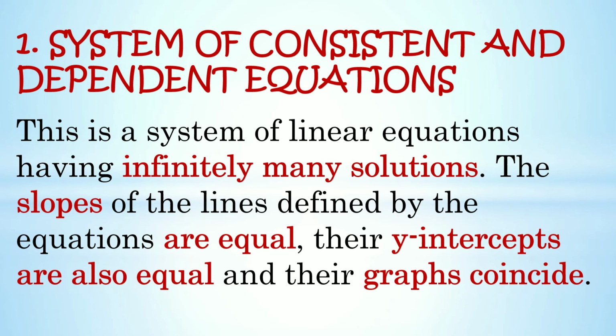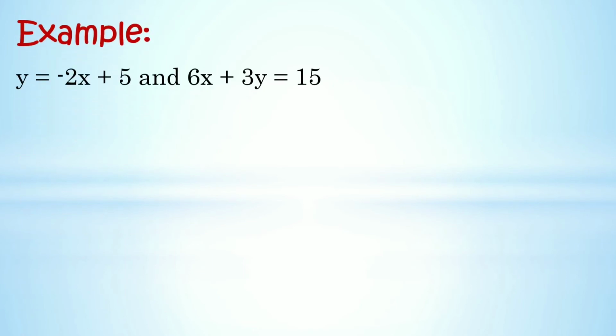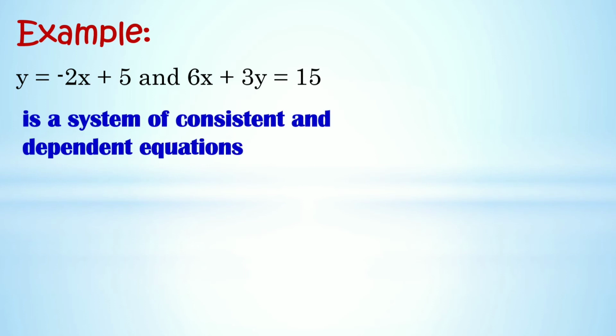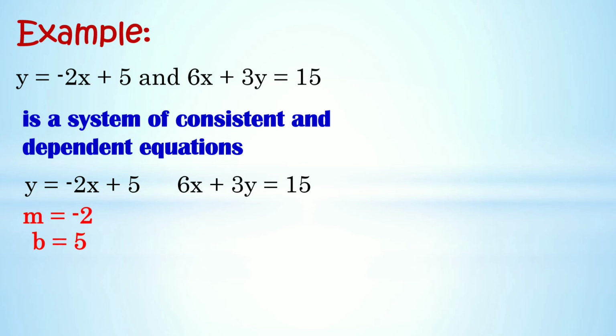So nakita nyo naman to sa ating example kanina. So let's go back to our previous example, which is y equals negative 2x plus 5 and 6x plus 3y equals 15. So it shows a system of consistent and dependent equations. Bakit? Or paano kaya? Tingnan natin ha. So sa ating first equation, ang kanyang slope ay negative 2 at ang kanyang y-intercept ay 5. Ang ating second equation, ang kanyang slope ay negative 2 at ang kanyang y-intercept ay 5.